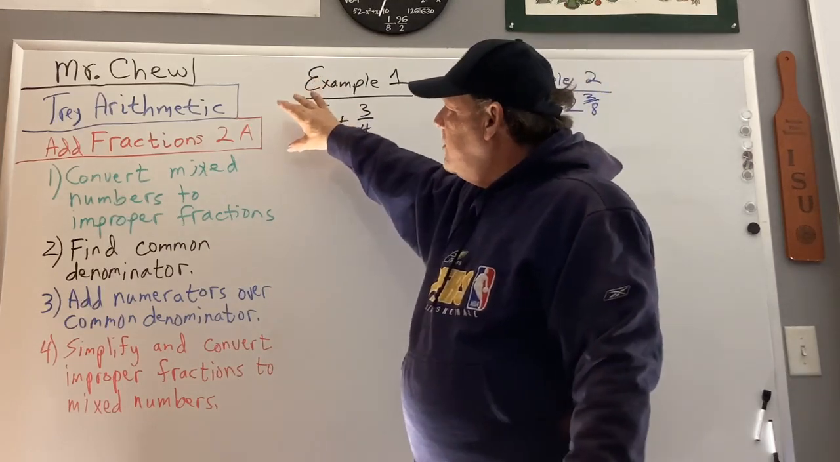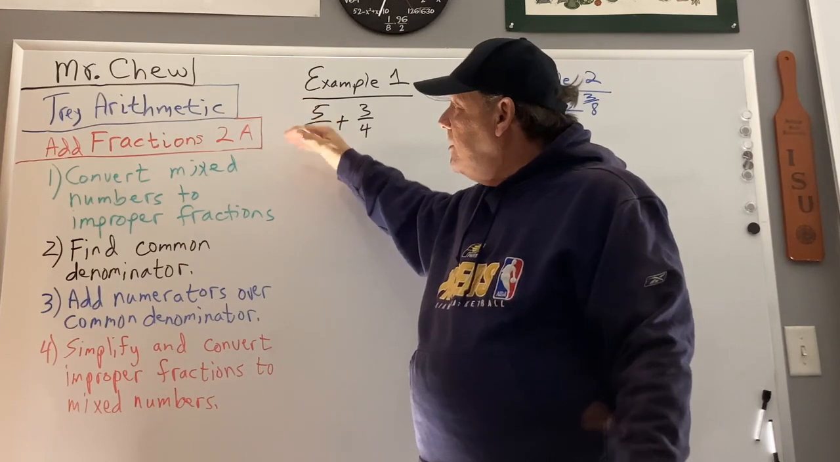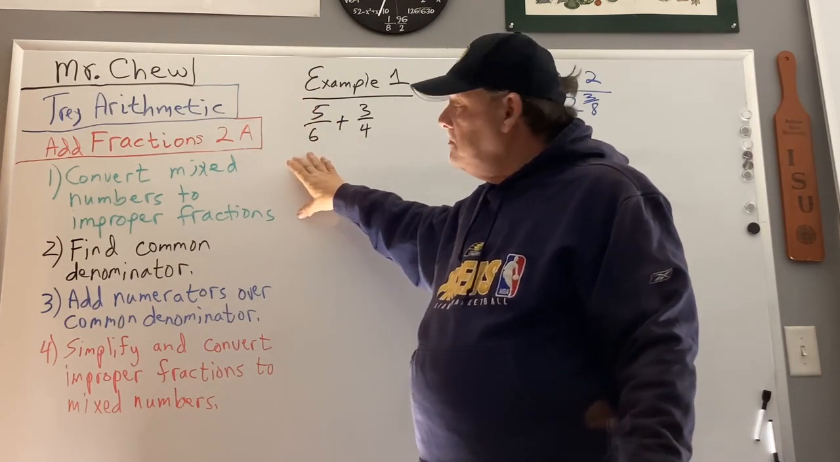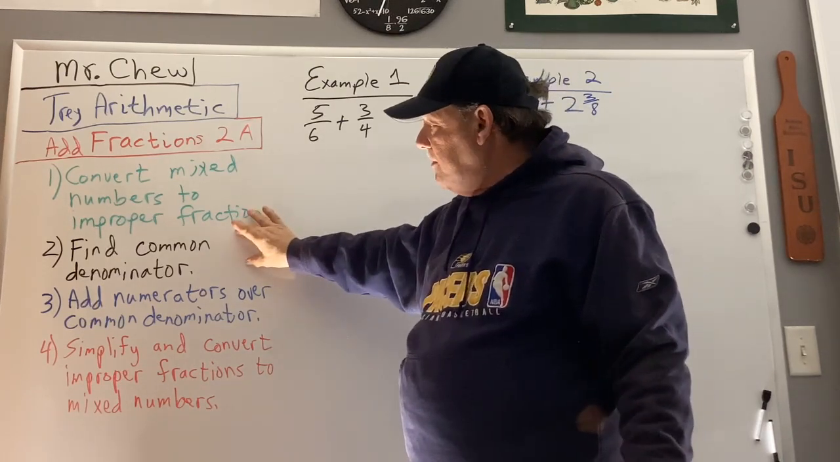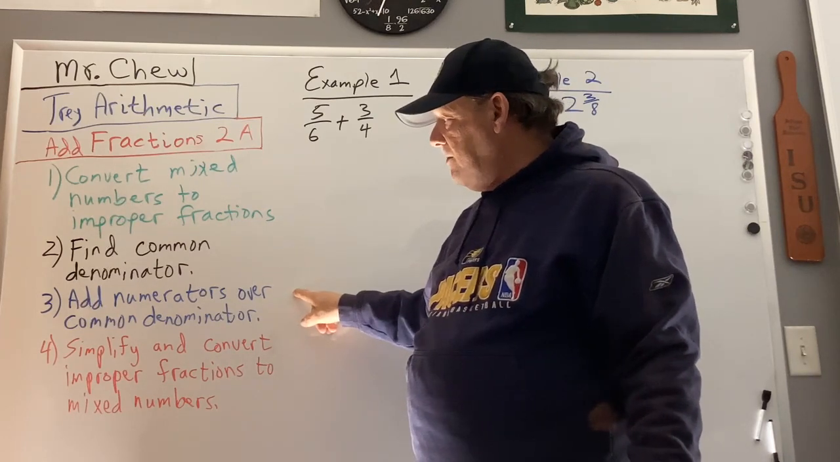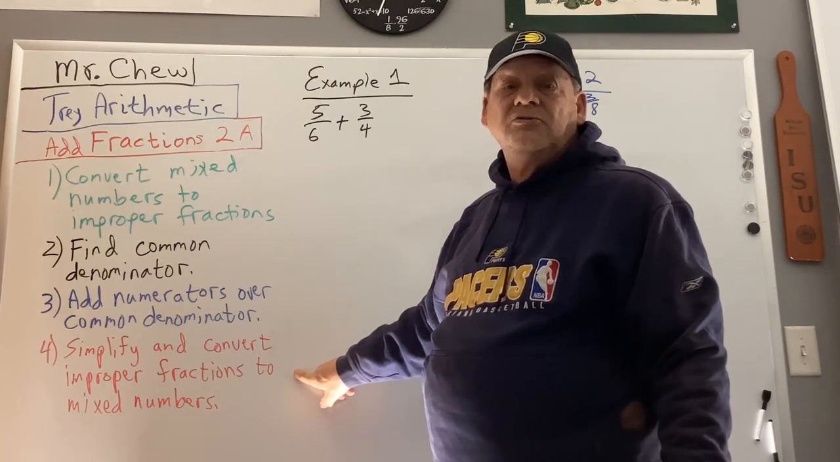So anytime that you're solving an addition problem with fractions in it, you convert any mixed numbers to improper fractions. And if there are no mixed numbers, you just find a common denominator. You add the numerators over the common denominator, and then simplify and convert improper fractions to mixed numbers.